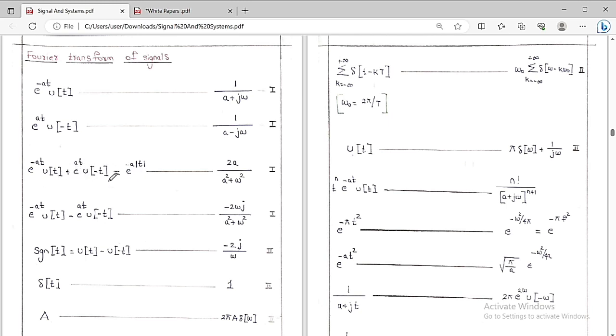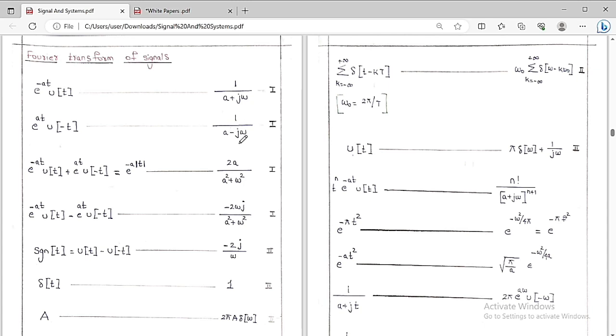So you can say we add the summation of the two previous Fourier transforms: 1 by a plus j omega plus 1 by a minus j omega. The LCM is a square minus j omega whole square, that is minus of j omega whole square. J square is minus 1, giving a square plus omega square. In the numerator, take a minus j omega plus a plus j omega.